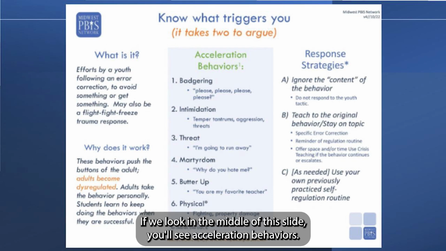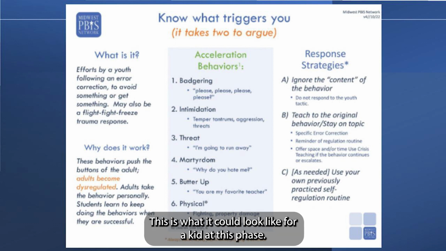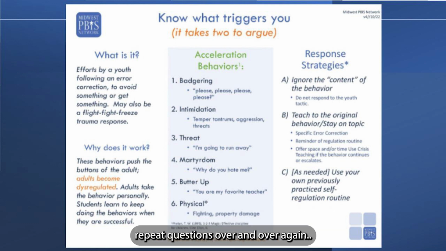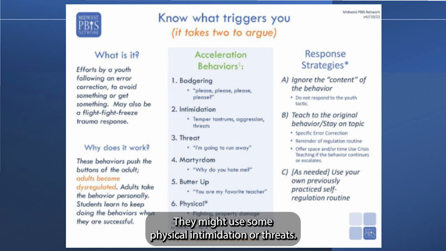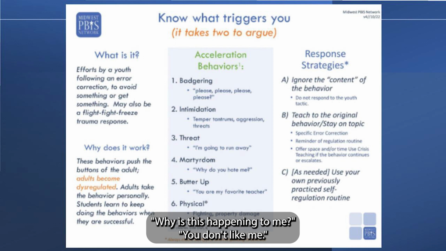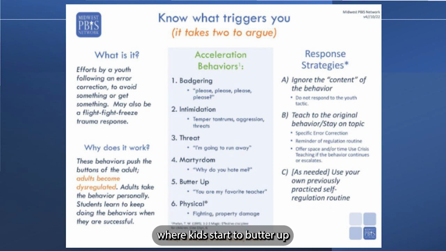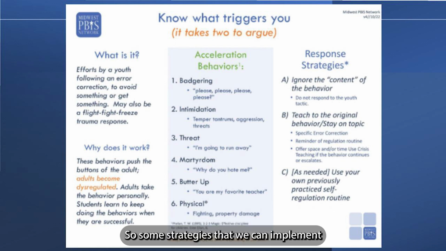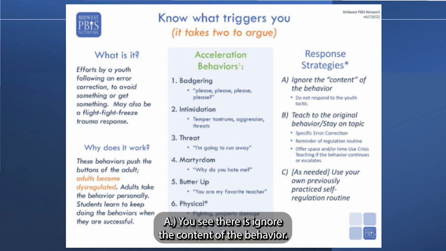If we look in the middle of this slide, you'll see acceleration behaviors. This is what it could look like for a kid at this phase. You'll see that they start to badger you for things, repeat questions over and over again. They might use some physical intimidation or threats. You'll hear the martyrdom. Why is this happening to me? You don't like me. You might get the opposite, where kids start to butter up, overly complimentary things, or become physical.